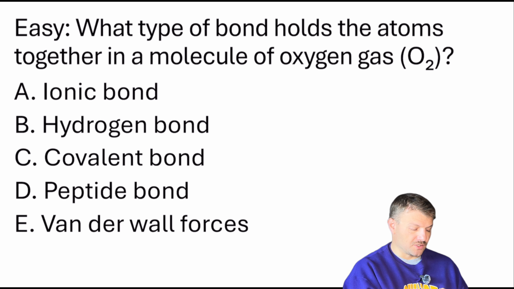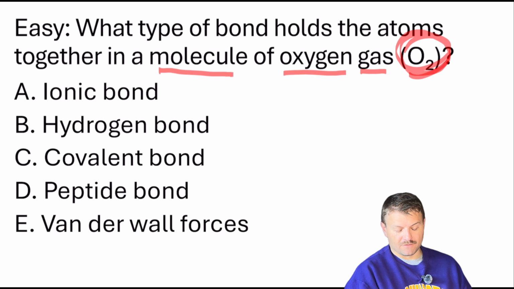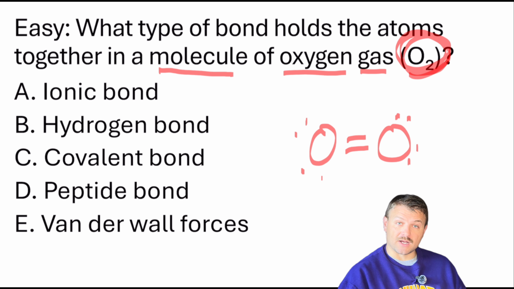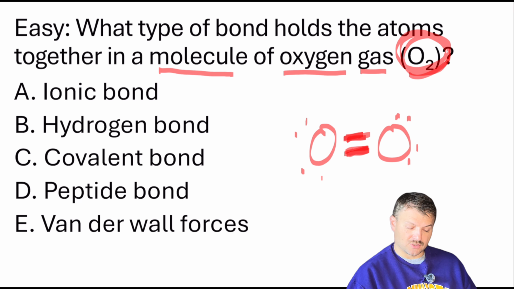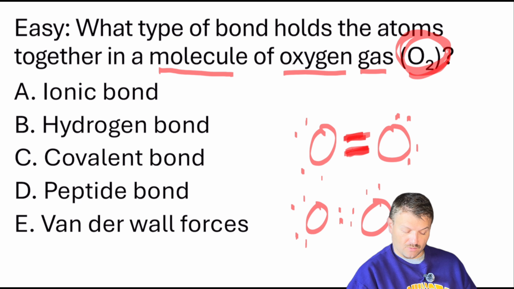All right, so this first question reads, what type of bond holds the atoms together in a molecule of oxygen gas? You can see that molecular formula here. We know that oxygen is going to look like this, where there's a double bond in the middle, and each of these oxygen atoms are going to have 2 pairs of electrons around them. Whenever we see a double bond between these oxygen atoms, that represents, I'm going to draw it down here, 2 sets of bonding electrons. This fills both of the oxygen's octet rule.